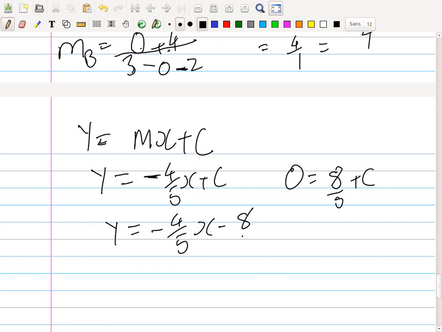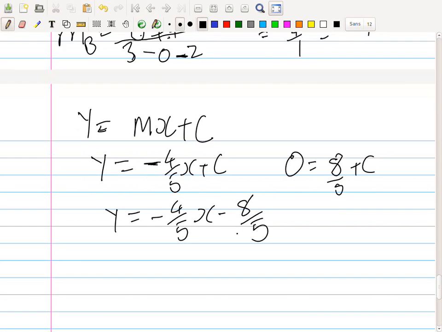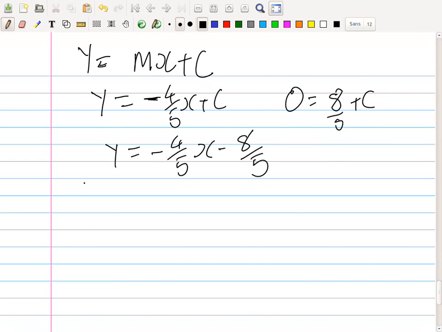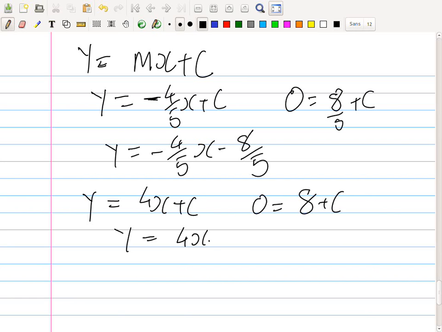So that's the first one. The first one is negative 2 or 2? Negative 2 I'm doing first. And then the next one I'll do is positive 2. So what was the slope for that one? 4. Now I put in my point again. 0 equals 8 plus c. So c equals minus 8. So there are my two tangents. And that answers part 3.